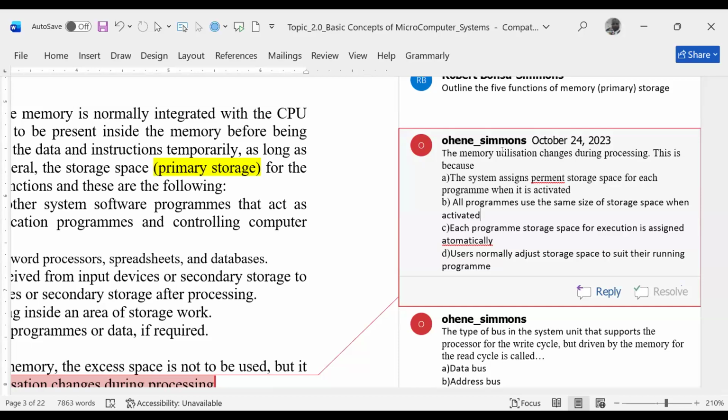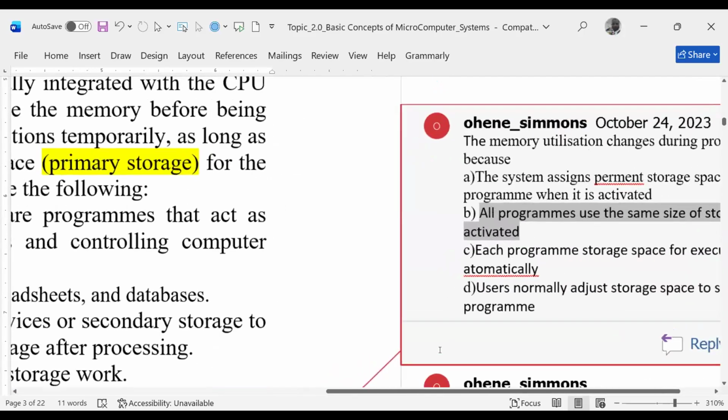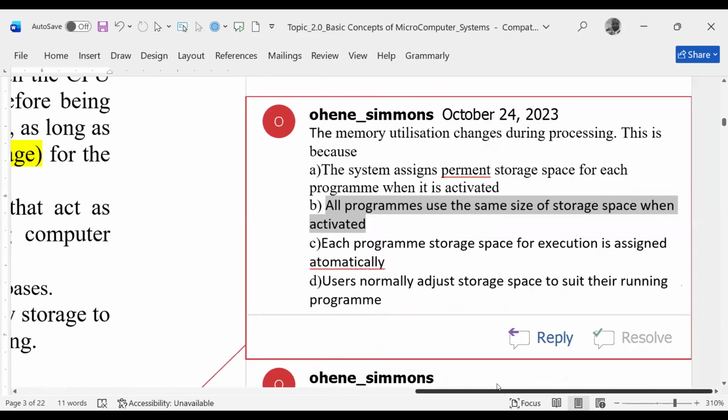No, you are not reading well. What is B? Read B again. All programs. Is your answer B or D? Initially I chose D. Which one is the final one? Please, I'll take B for now. Okay, read it.